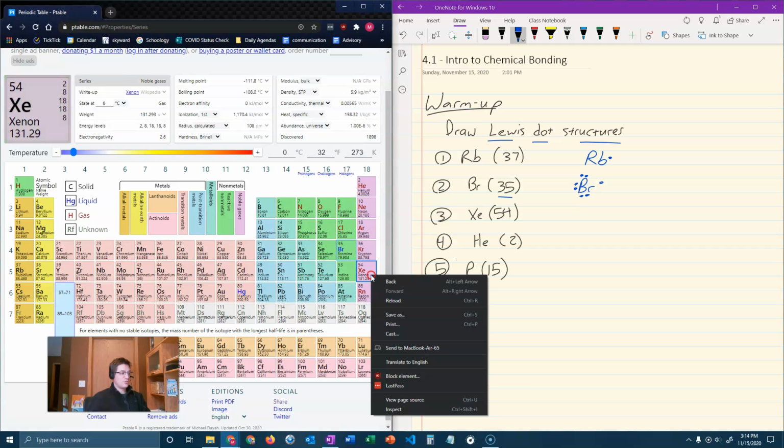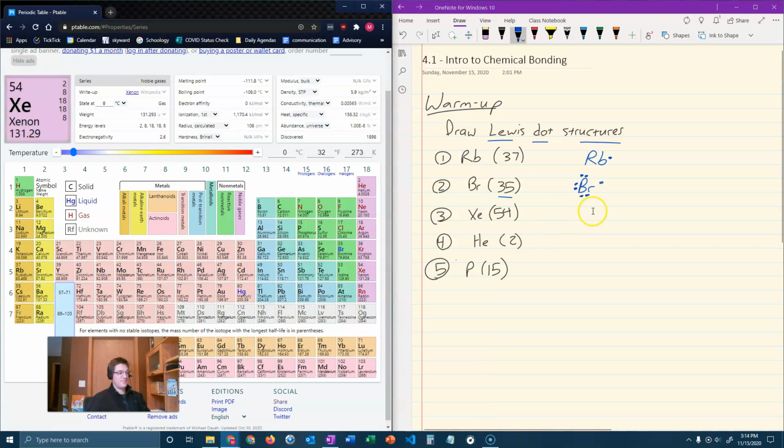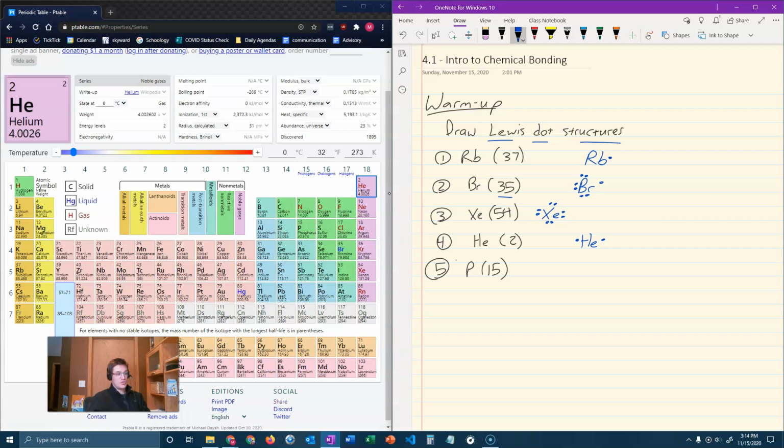Xenon is in group 18 right here. So xenon is going to get 8 dots because it has 8 valence electrons. Helium is number 2. Now helium is our exception element. It is in group 18. But helium only has 2 electrons total, so you should only put 2 dots on there. Every other element in the noble gases has 8 valence electrons, but helium doesn't. Helium only has 2. Okay?